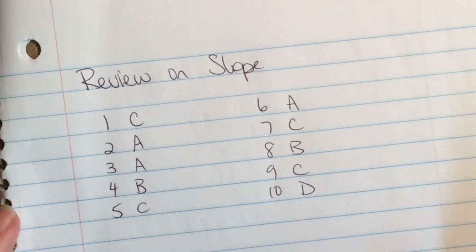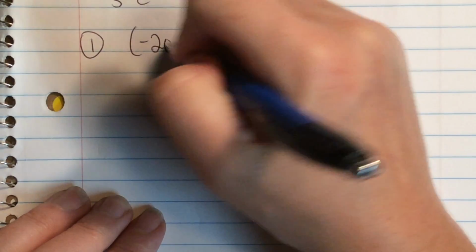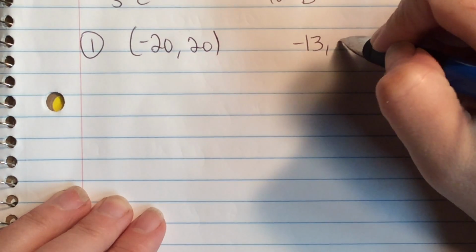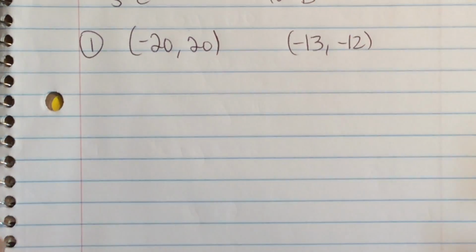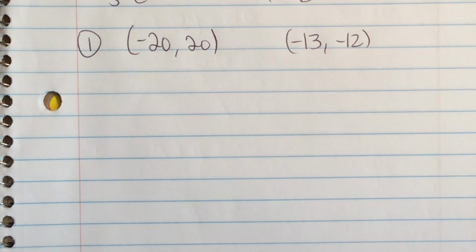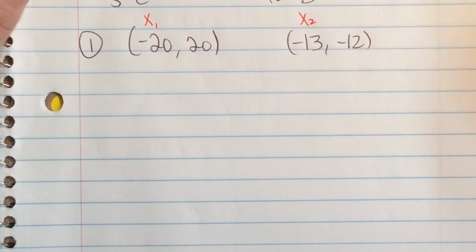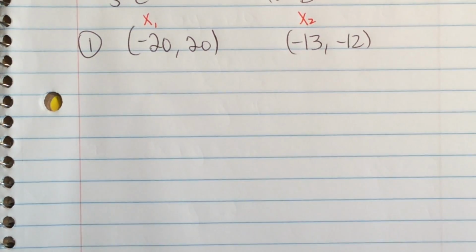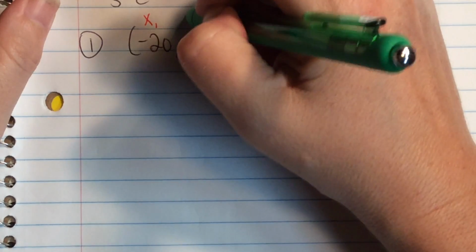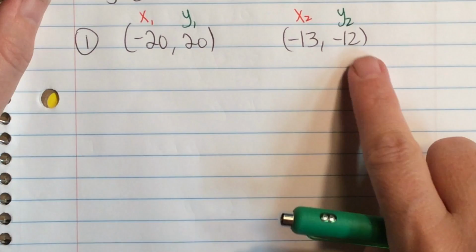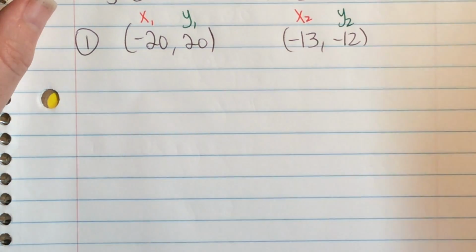Okay, number 1. It says, find the slope between these 2 points, negative 20, 20, and negative 13, negative 12. Well, the very first thing that I need to do is label. I'm going to label my x's in red and my y's in green, just to give them a different color. So that way we know what we're looking at. So my y's are green and my x's are red.